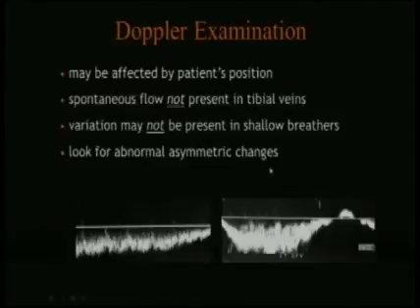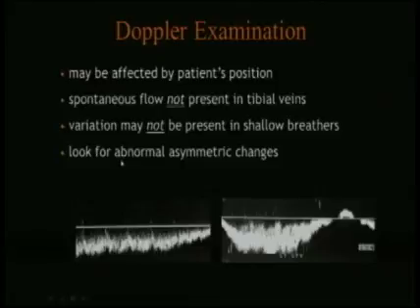Keep in mind in terms of your Doppler examination that it can be affected by the patient's position, and this is the reason why we do one side and then immediately go over to the contralateral side to do our comparison. Spontaneous flow that we see in the common femoral vein may not at all be present at the level of the tibial vein, so don't look for that, and we don't. Variation of flow, or the phasicity that I described, may not be present in shallow breathers because the changes in the pressure don't allow for the phasicity that you might be looking for.